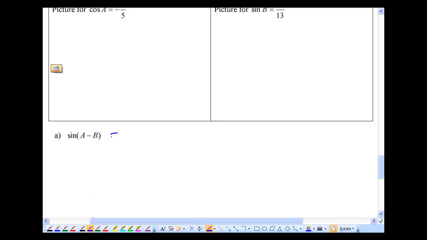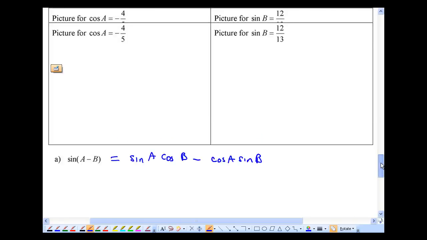Now, before I even draw these pictures, what's sine A minus B? Well, by our formulas on the first page, that's sine A cos B minus cos A sine B. So even looking at this, what we need to do is figure out the ratios sine A, cos A and sine B, cos B. And to do that, we're going to go back up here.